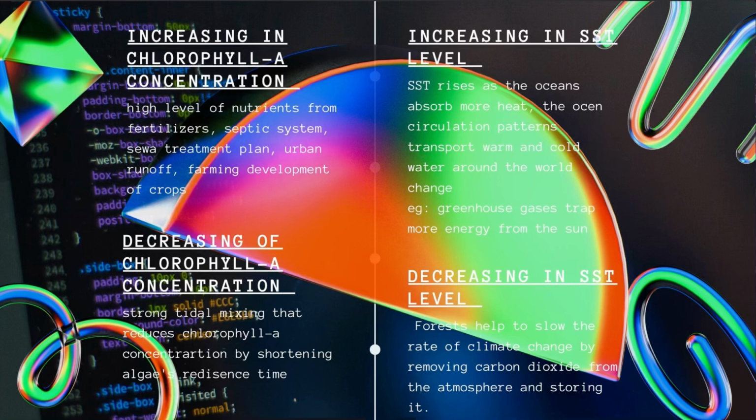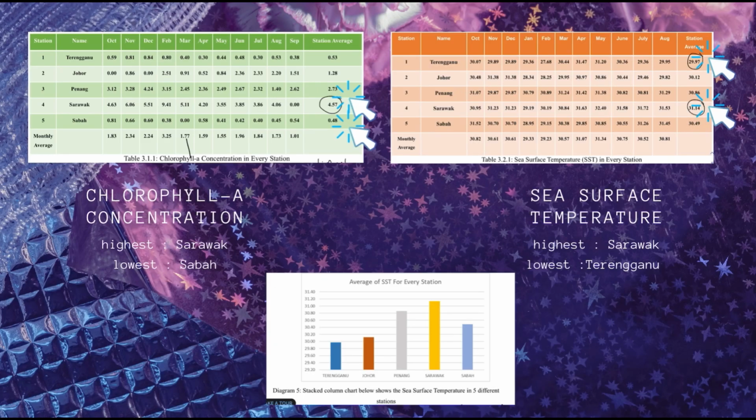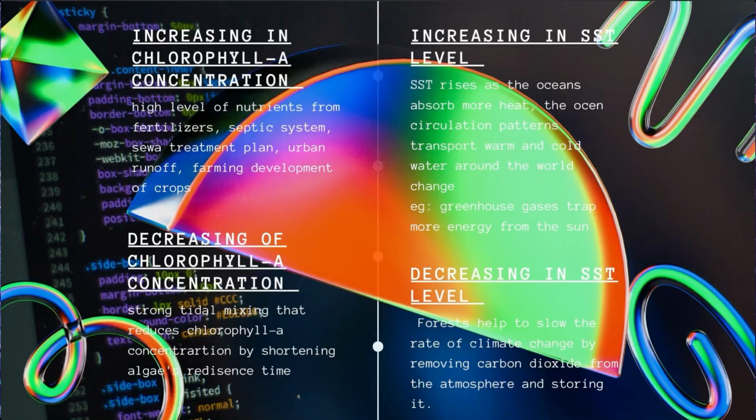Okay, for the sea surface temperature, the highest one is Sarawak, and the lowest one is Terengganu. Why does Terengganu have the lowest level in SST? It's because in chlorophyll A concentration, Terengganu also has the lower level, which is 0.53. So when the temperature of the land and the sea surface increases, the SST also increases.